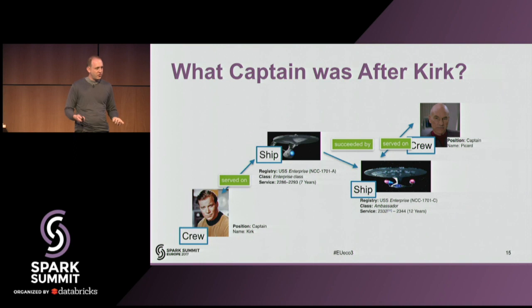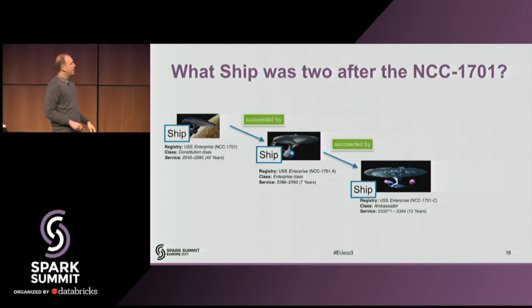We don't have to worry about joins. We don't have to worry about normalized forms. Everything is basically present in the data itself. And just as an example of what ship was two after the NCC-1701, we just follow that succeeded by edge two times. And if we follow it two times, we know the ship that came two after wherever we started.